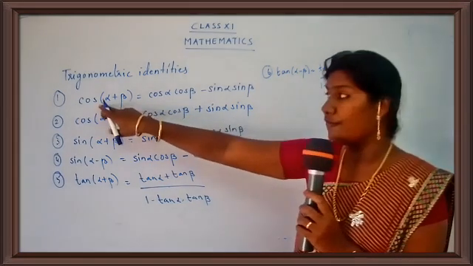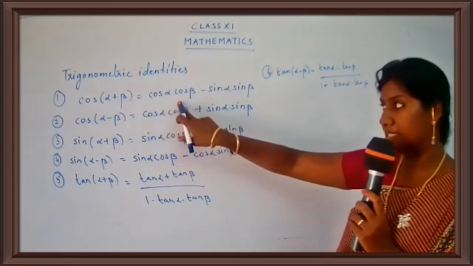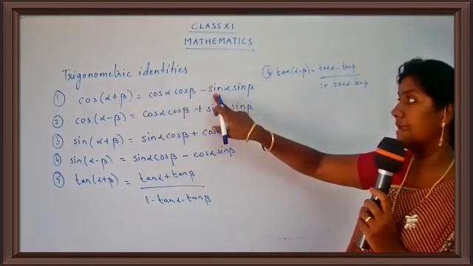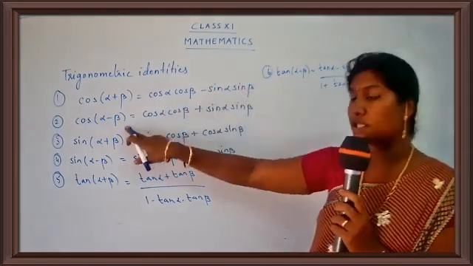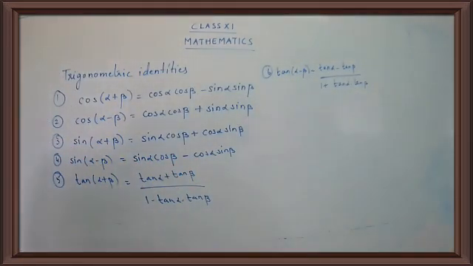What is cos of alpha plus beta? Cos alpha plus beta is cos alpha cos beta minus sin alpha sin beta. What is cos of alpha minus beta? Cos alpha cos beta plus sin alpha sin beta. And what is sine of alpha plus beta? Sin alpha cos beta plus cos alpha sin beta. And sin alpha minus beta, sin alpha cos beta minus cos alpha sin beta.